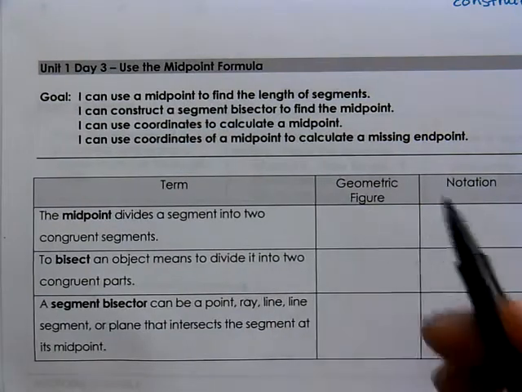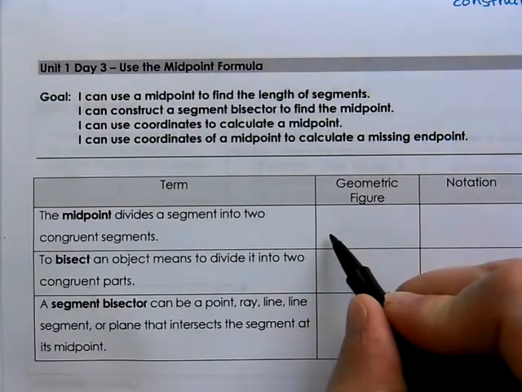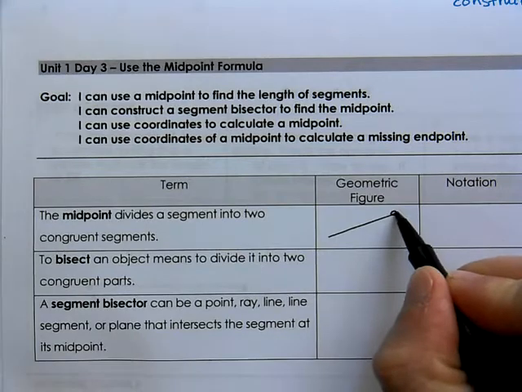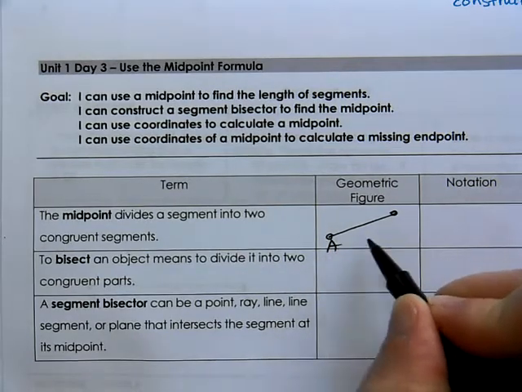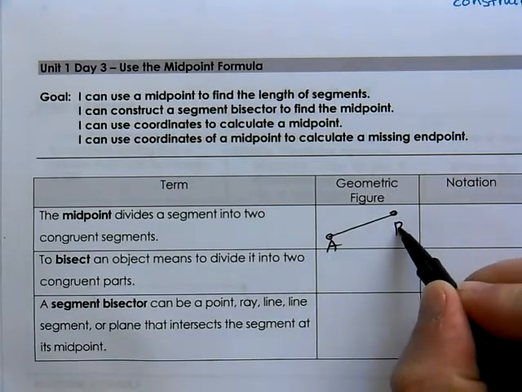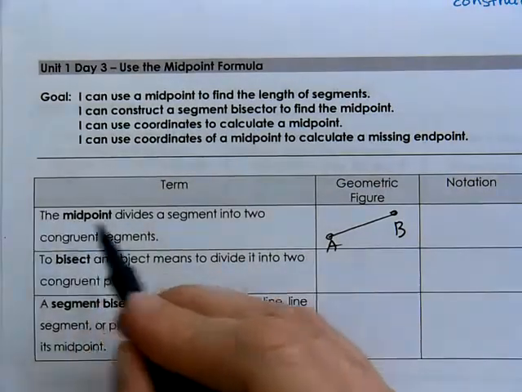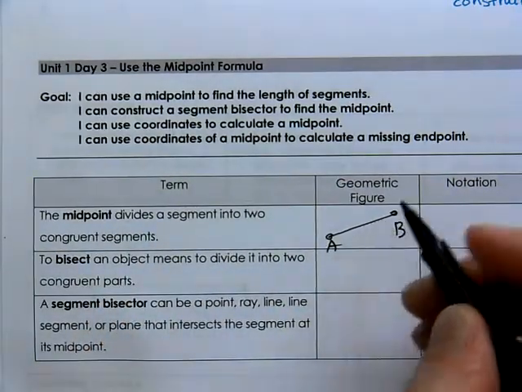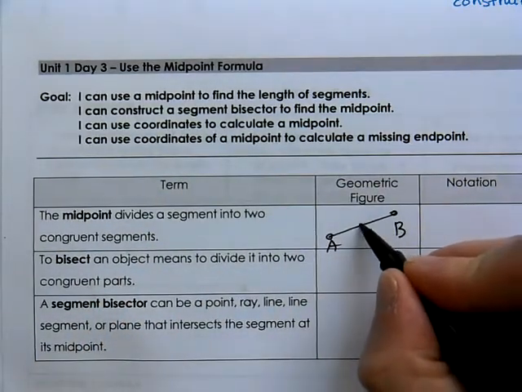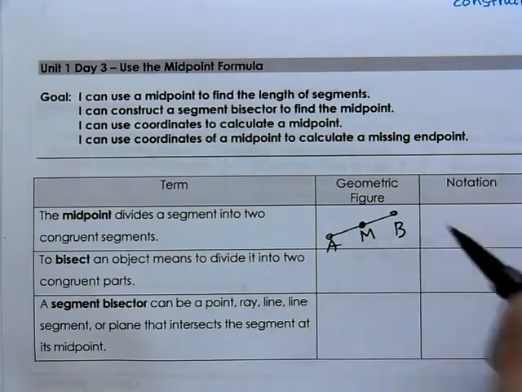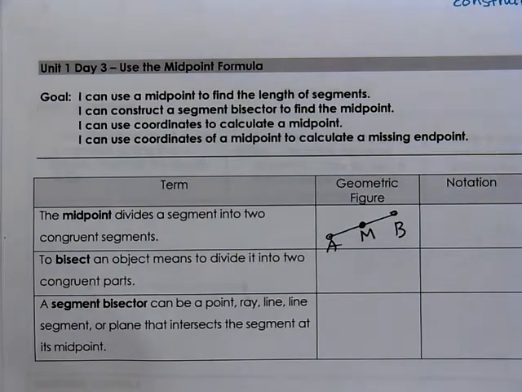So in our geometric figure, let's draw ourselves a segment. I'll call this segment AB. And we want a midpoint, so we'll create another point in the middle, and here we're just eyeballing where we think that will be, and I'll call that point M. Now by itself, this is not enough to tell us that the point is really a midpoint.